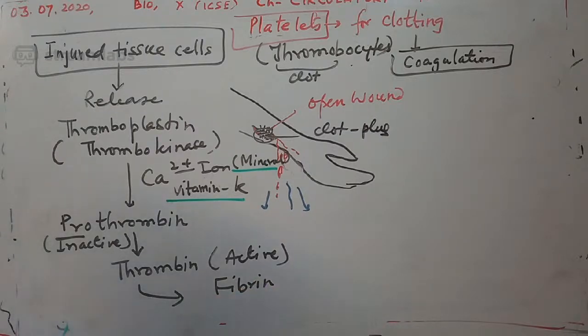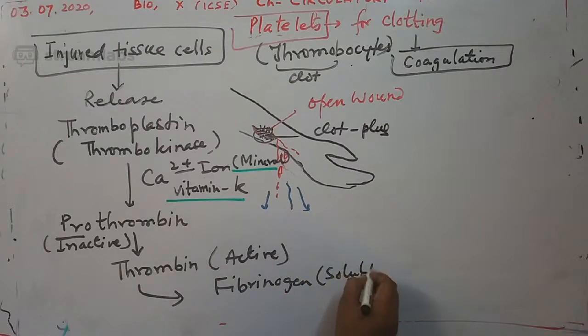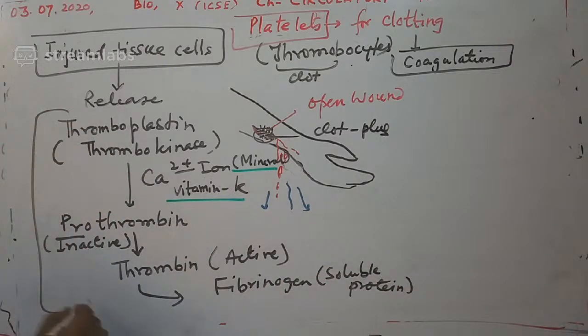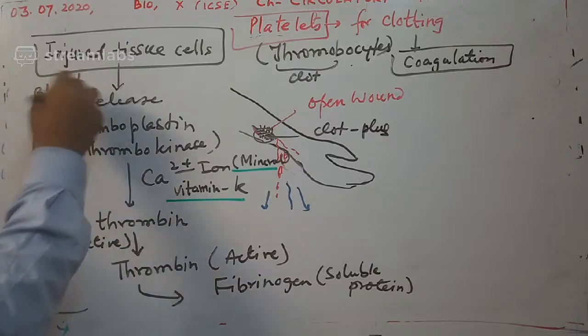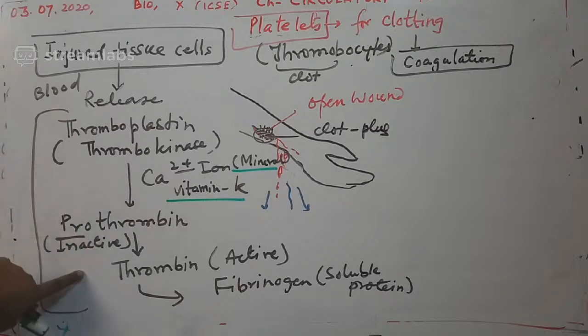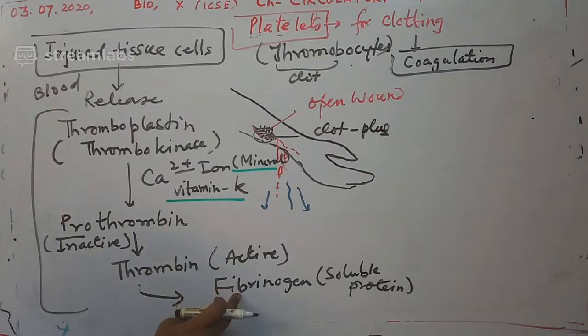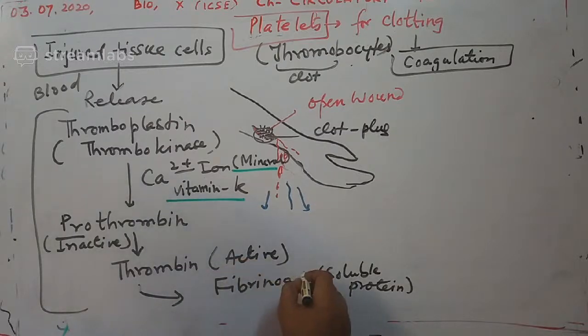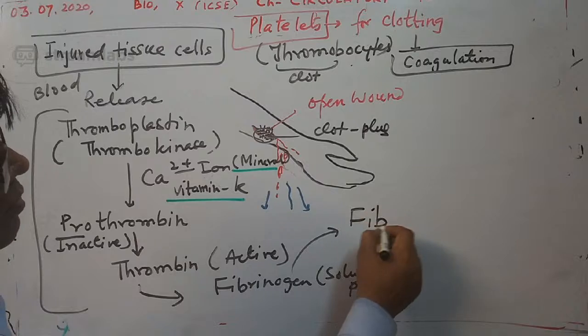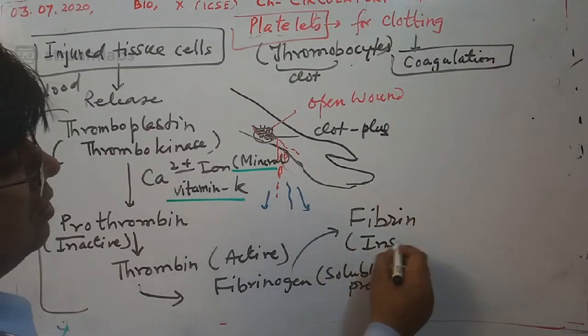See, prothrombin changes into thrombin, and this thrombin works on fibrinogen. This is actually a soluble protein in our blood. All of these I am telling you are present in our blood only. They are only activated after release. Prothrombin is activated into thrombin. Thrombin works on fibrinogen, which is already present in the form of a protein in blood, and then this fibrinogen changes into fibrin. It is an insoluble protein.